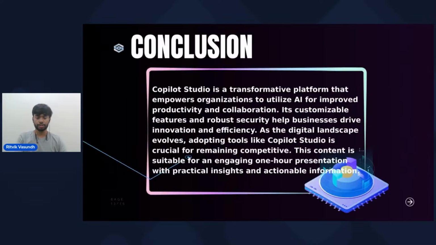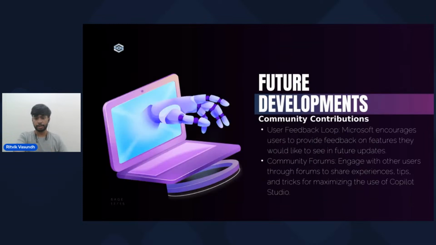And now, as a conclusion, I would like to say Copilot Studio is a transformative platform that empowers organizations to utilize AI for improved productivity and collaboration. Its customizable features and robust security help businesses drive innovation and efficiency. As the digital landscape evolves, adopting tools like Copilot Studio is crucial for remaining competitive. This content is suitable for an engaging 1 hour presentation, with practical insights and actionable information.